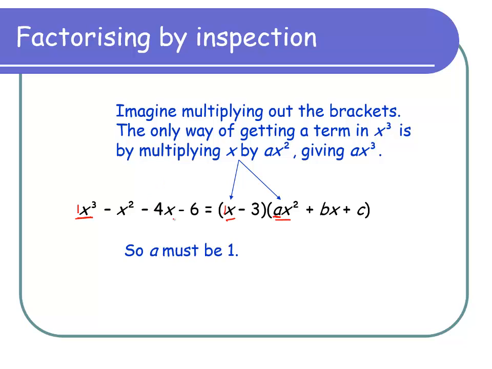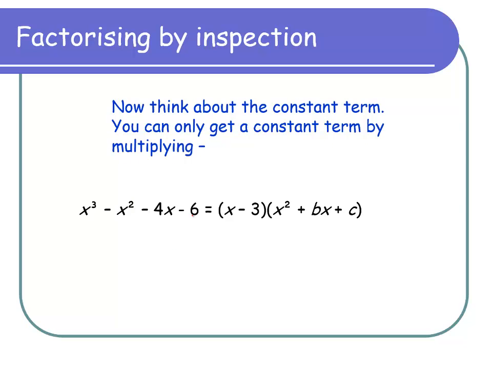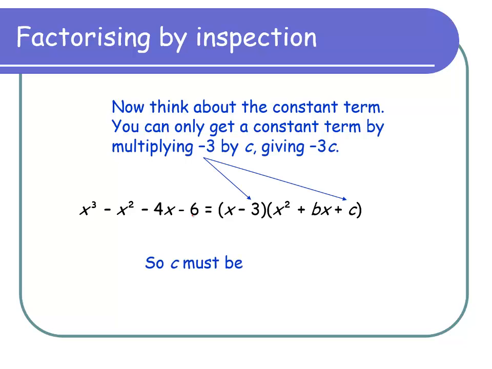At the same time, we can say that if we multiply -3 by c, we have to get a constant of -6. So -3 times 2 equals -6, and therefore c must be 2.